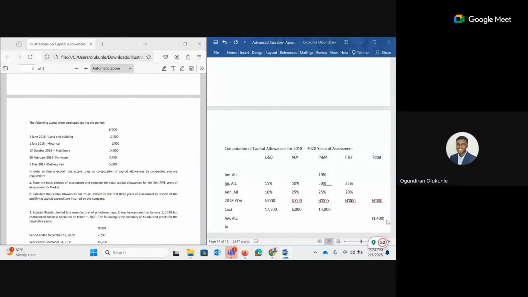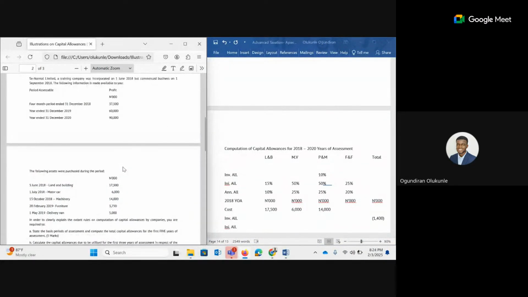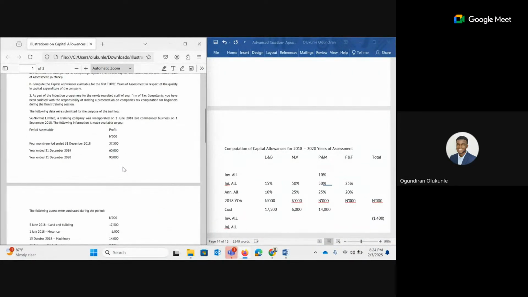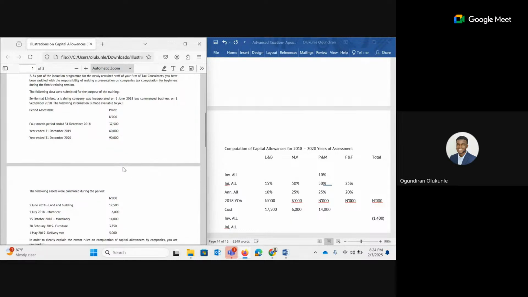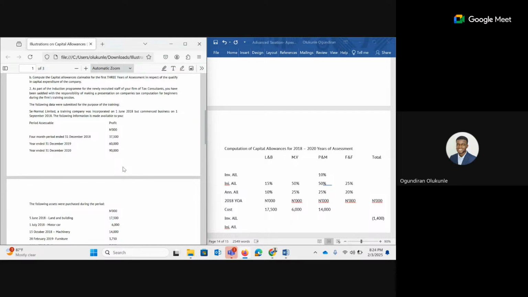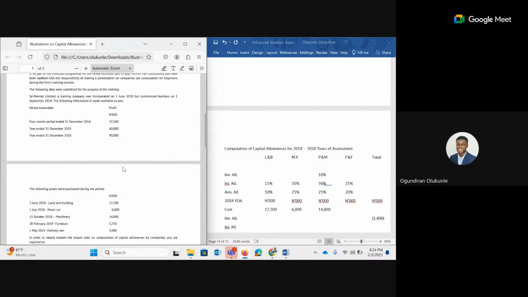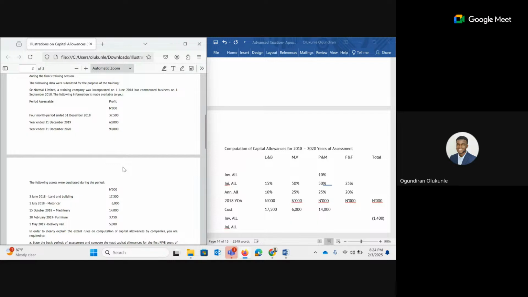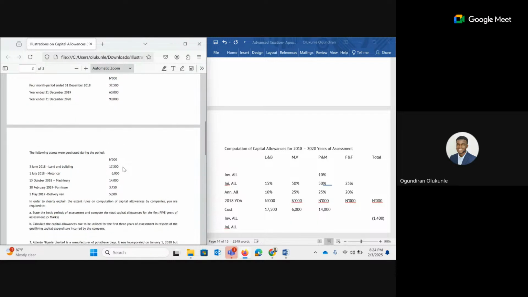Do you understand? So initial allowance, right? Now, initial allowance is granted on all kinds of assets apart from second-hand building. So anytime you have land and building, you have to be careful because you want to check, did they buy this land and building newly or was it a second-hand building? Let's check that out.